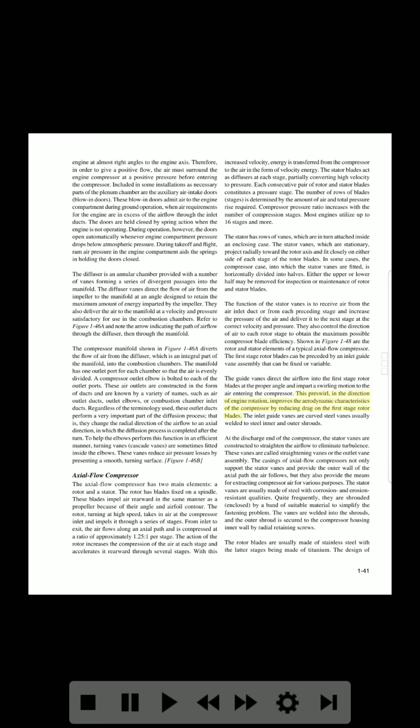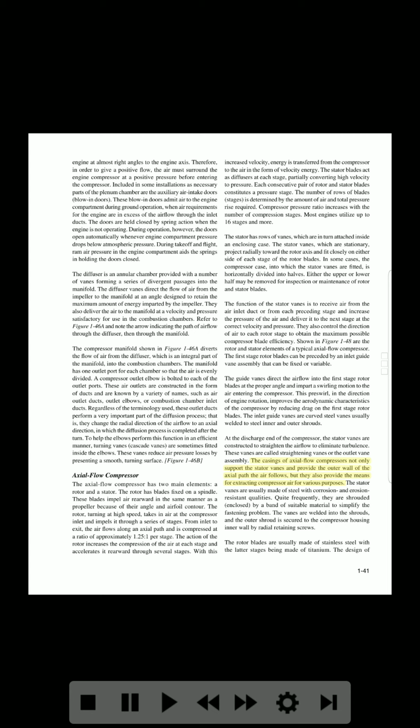This pre-swirl, in the direction of engine rotation, improves the aerodynamic characteristics of the compressor by reducing drag on the first stage rotor blades. The inlet guide vanes are curved steel vanes usually welded to steel inner and outer shrouds. At the discharge end of the compressor, the stator vanes are constructed to straighten the airflow to eliminate turbulence. These vanes are called straightening vanes or the outlet vane assembly.